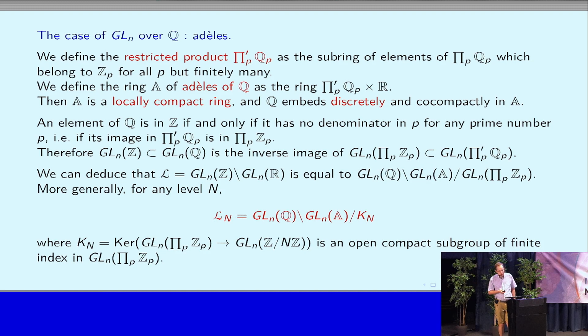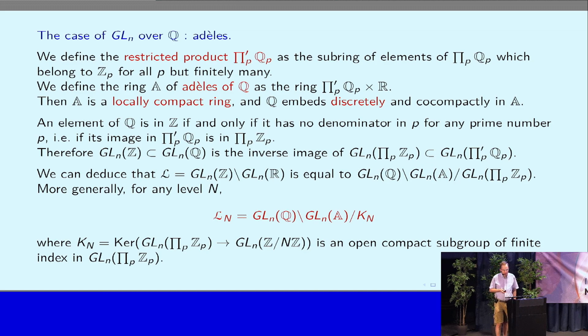An element of Q is in Z if and only if its image in the restricted product of the Qp is in the product of the Zp. And therefore, GLn(Z) inside GLn(Q) is the inverse image of GLn of the product of the Zp inside GLn of the restricted product of the Qp. From this, we can deduce that the space L on the previous slide is equal to the double quotient of GLn of adeles by GLn(Q) and by GLn of the product of the Zp.